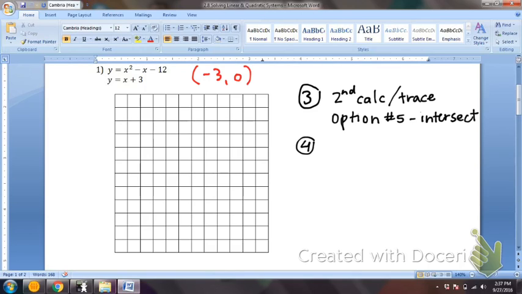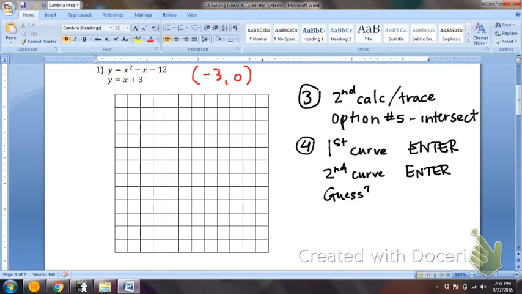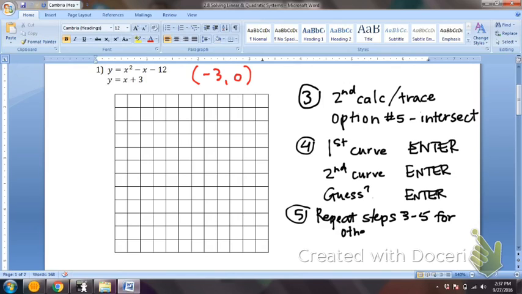Step number 4 is to pick a point on the first curve. And then we hit enter. Then we do the second curve. Hit enter. Then it's going to ask us if we guess, we'll hit enter again. Step number 5 is to repeat steps 3 through 5 for the other intersection point.